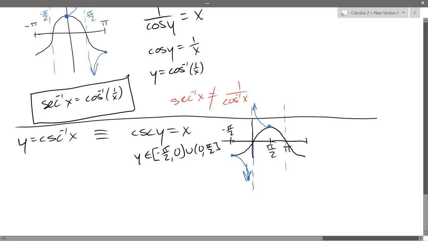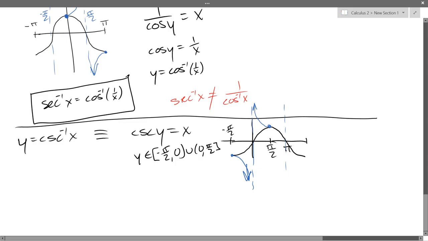So at this point, you should be wondering, why are we doing all this? We're going to be able to do a little bit of calculus on some of these inverse trig functions and then use the algebraic relationships to really avoid doing calculus on all of them. For example, if we look at sec inverse x equals cos inverse 1 over x, we could take the derivative of both sides, and we could kind of avoid doing some of the calculations for derivatives.